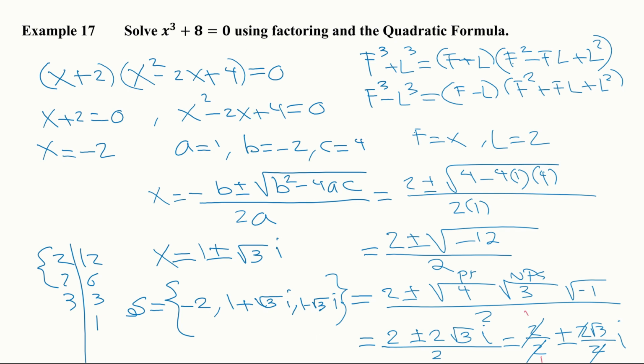I want to remind you that sometimes instead of writing square root of 3i, some people write i times the square root of 3, and that's okay too. So 1 plus i times square root of 3, 1 minus i times square root of 3. In case you see that, don't panic, you have the right answer, okay?